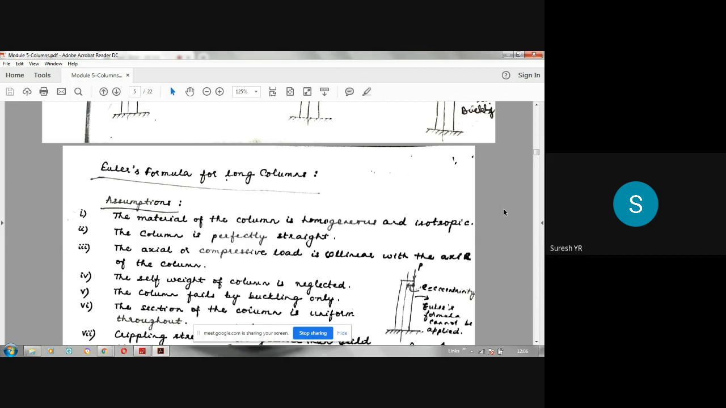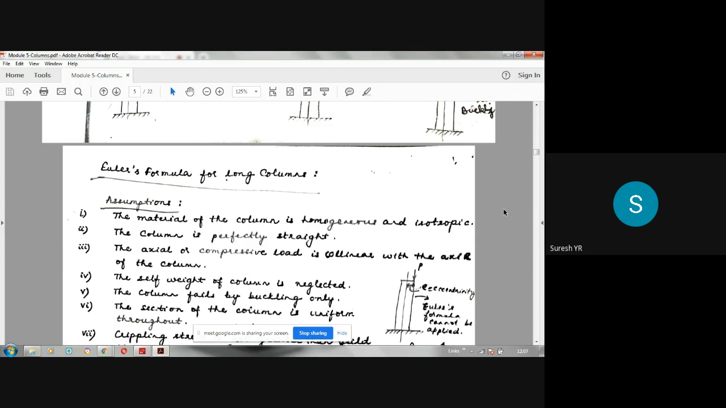Before going to the derivation, Euler's formula gives the value of the crippling load. That is the minimum load that a column can take before buckling takes place. That is the meaning of crippling load. Before a long column fails, whatever load it can take, maybe 800 kilonewton or 1000 kilonewton, whatever load is there before it just starts buckling, that is called the crippling load or buckling load. To find that load based on the end conditions or support conditions of the column, we have to use Euler's equation.